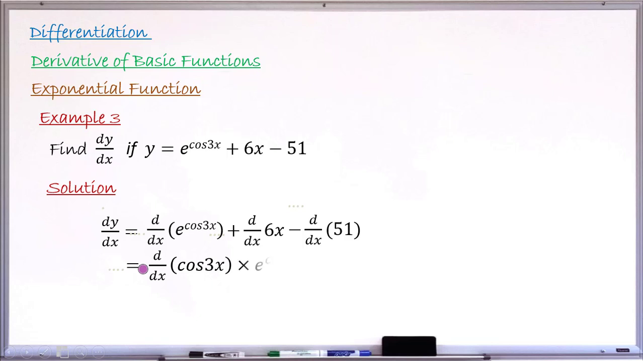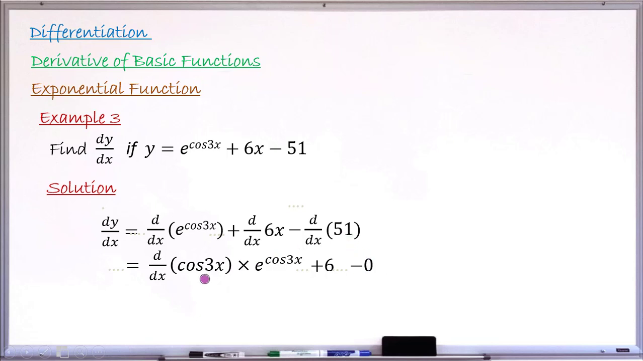I'm now going to have d by dx of cos 3x. I just take this cos 3x as f(x), so you now have e raised to f(x), then times the original function e raised to cos 3x. Then I'll move to the second term. The derivative of 6x will now be plus 6, that is, the derivative of 6x is nothing but 6. I'll move to the next term, which is 51. The derivative of a constant number, remember, is nothing but 0. So there I'm going to have minus 0 as the derivative of 51.